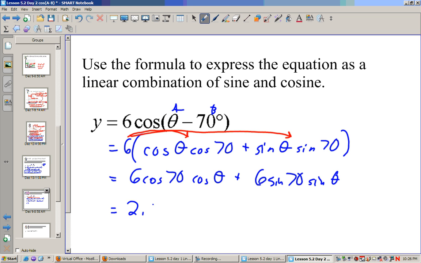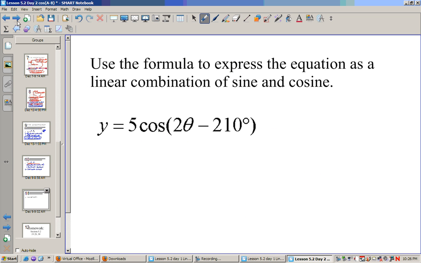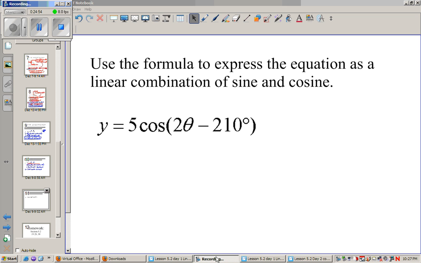This first part is going to be 2.05 cosine theta plus 6 sine 70 is 5.64 times the sine of theta. So I just wrote this first equation as a linear combination of sine and cosine. Alright, this is the last problem of the day. Let's see where I'm at. Alright, pretty far.